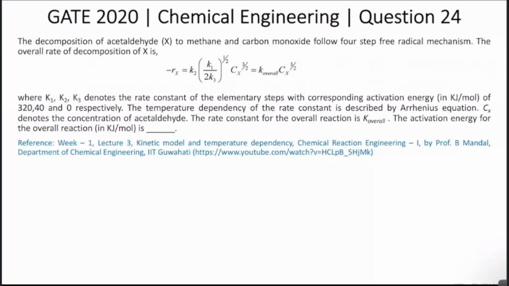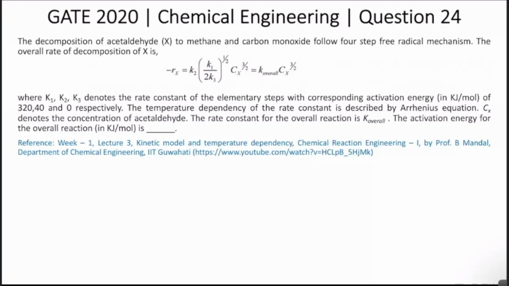where K1, K2, K3 denote the rate constants of the elementary steps with corresponding activation energies in kilojoule per mole of 320, 40 and 0 respectively. The temperature dependency of the rate constant is described by the Arrhenius equation. Cx denotes the concentration of the acetaldehyde. The rate constant for the overall reaction is K overall. The activation energy for the overall reaction in kilojoule per mole is dash.